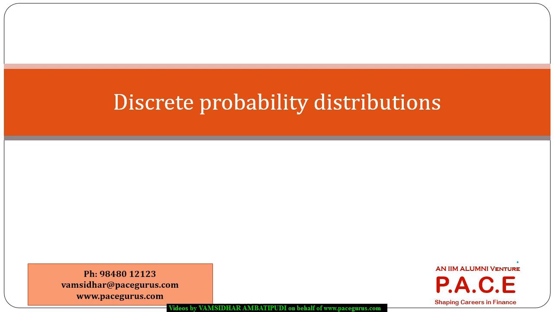In this session, I'll be talking about different discrete probability distributions, just giving you a brief overview of each of these distributions and how you really use them in R. If I really want to find out the probability function, how do I use it? If I want to find out the cumulative distribution function, how do you use it?